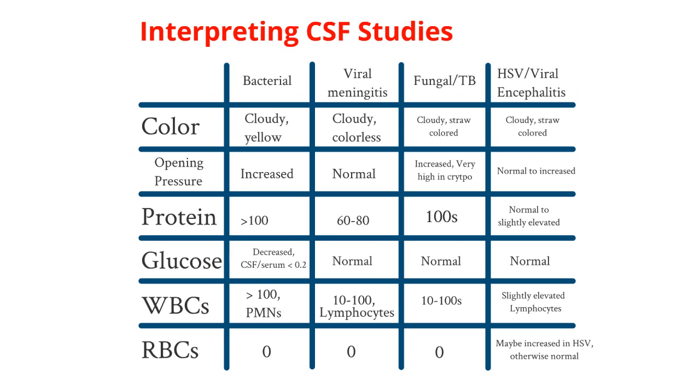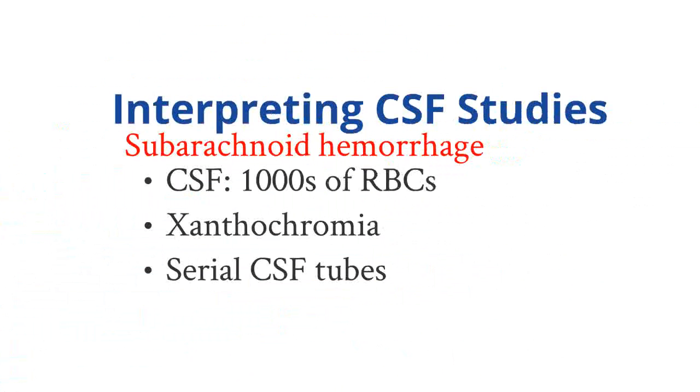Now, let's talk about subarachnoid hemorrhage. So, subarachnoid hemorrhage can also be seen on a lumbar puncture if you didn't previously get a CT scan. Generally, you see thousands of RBCs in the CSF fluid. Now, you have to differentiate between a traumatic tap, meaning when you insert the needle, you nicked a blood vessel or got some blood into the CSF fluid, versus actual subarachnoid hemorrhage.